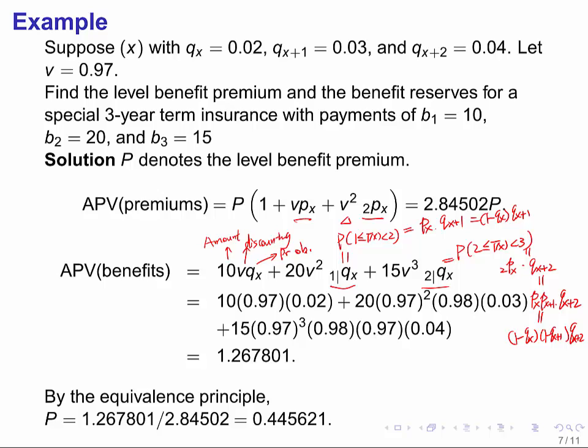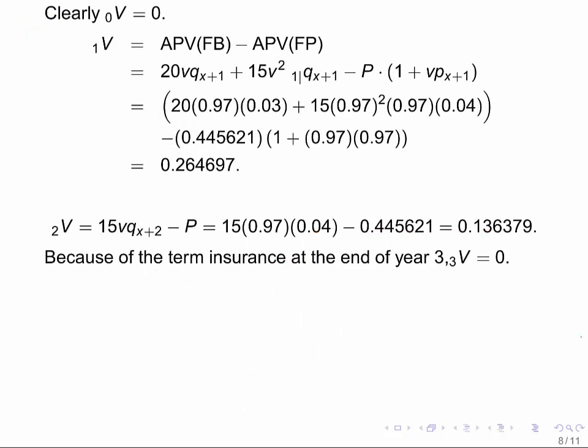And the equivalence principle says that APV of premiums at time 0 equals APV of benefits at time 0. So by equating these two together, we get the equation for P. And by solving this equation, we obtain the numerical value for P. So that's the net premium.